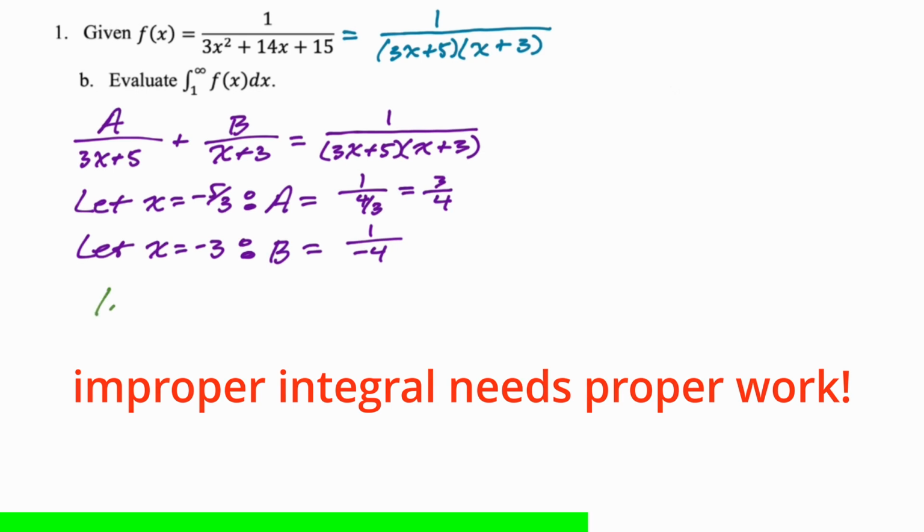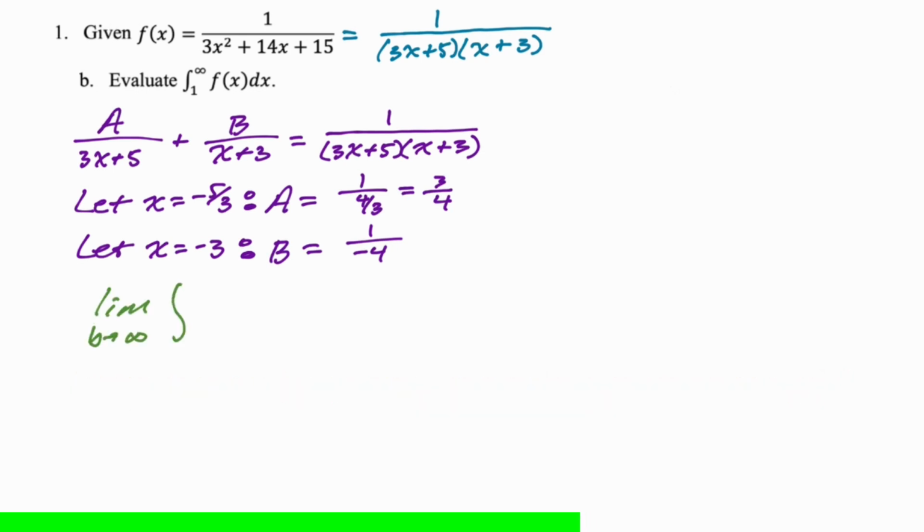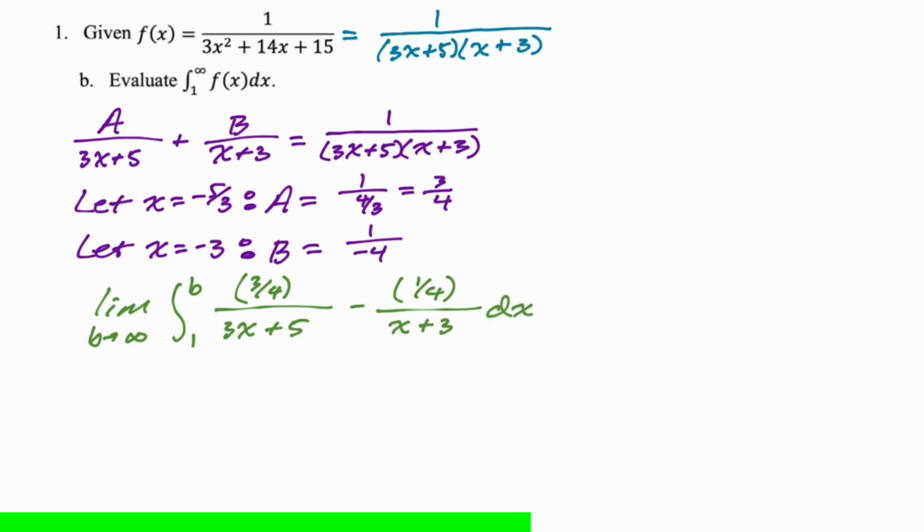So what we do is we just kind of cheat and we say the limit is b approaching infinity, 1 to b. Plug in your values for a and b here. So we have this. You know you're going to get natural logs. Anytime you do partial fractions, you're definitely getting natural logs. Sometimes you also get arctans. But you definitely get natural logs.